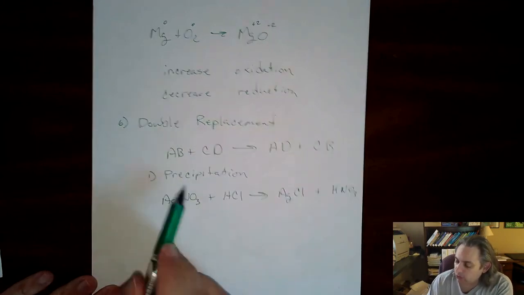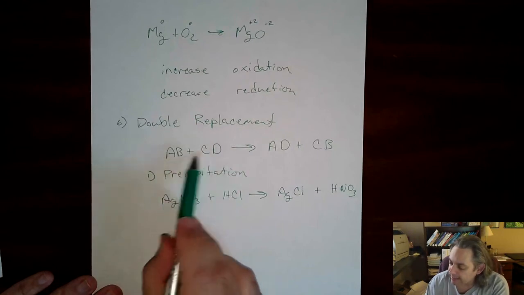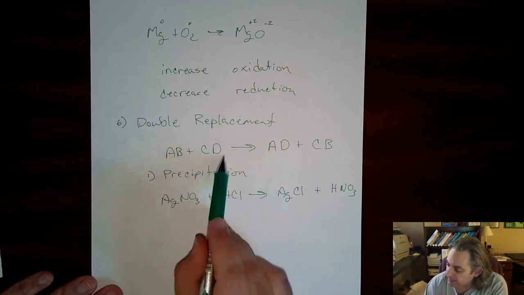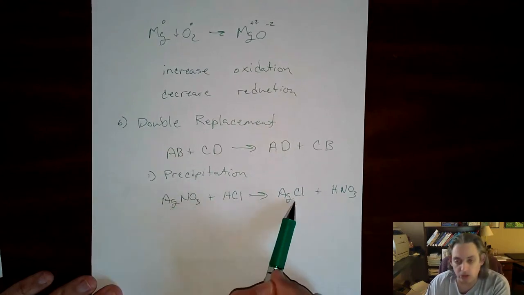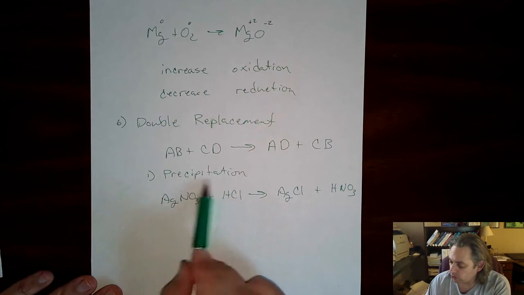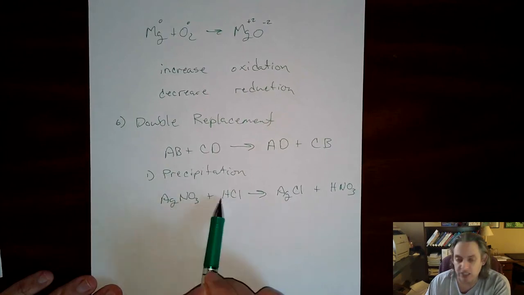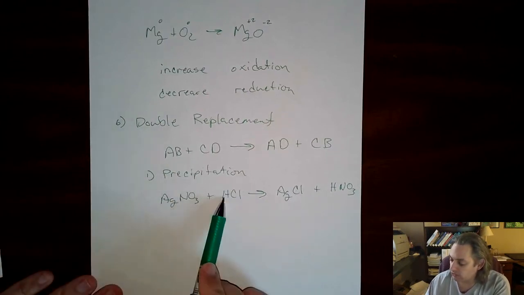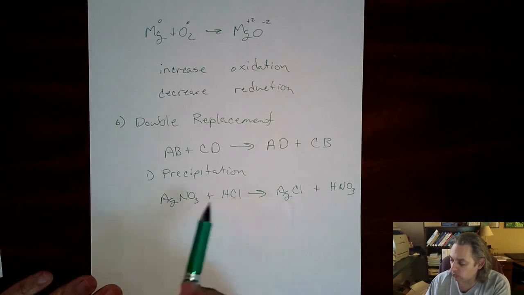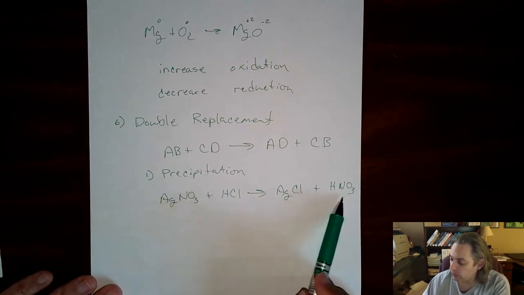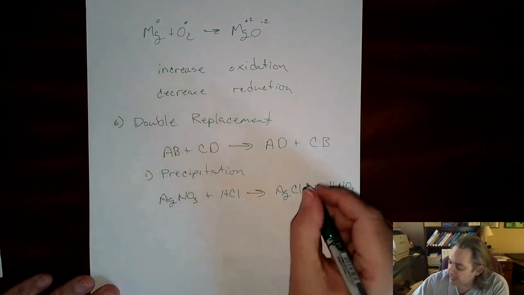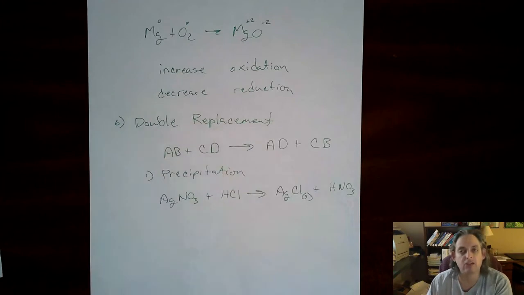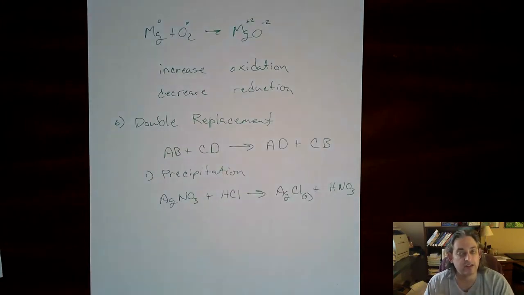Now here, notice what happened. Just like up here, where we have A and C flipping spots with the B and the D, here the silver is with the nitrate, and now silver is with the chloride. So basically the silver and the hydrogen switched. The silver flipped with the hydrogen to be silver chloride. The hydrogen came over here with the NO3 to be nitric acid. This is what we would call a precipitation reaction because silver chloride does not dissolve in water. Silver chloride is insoluble in water, so a solid would form out.